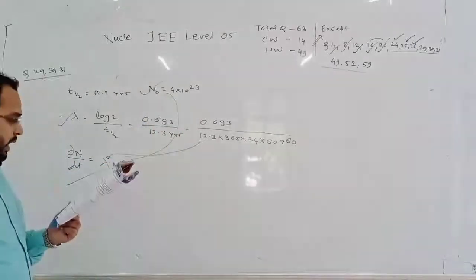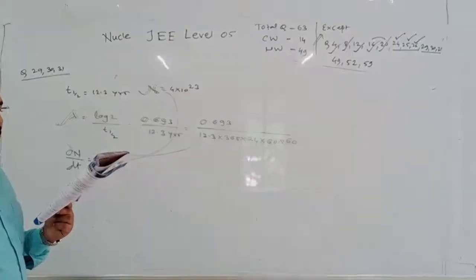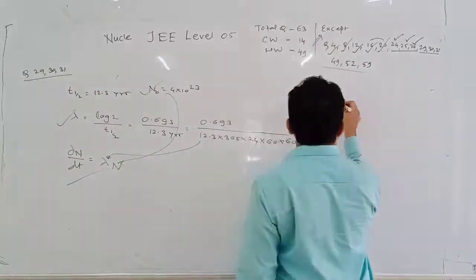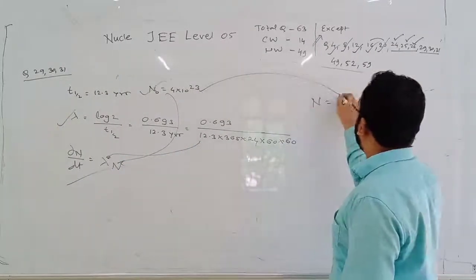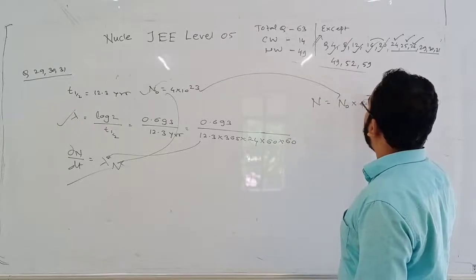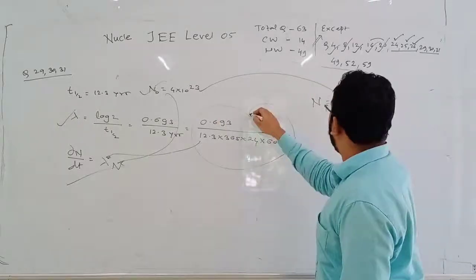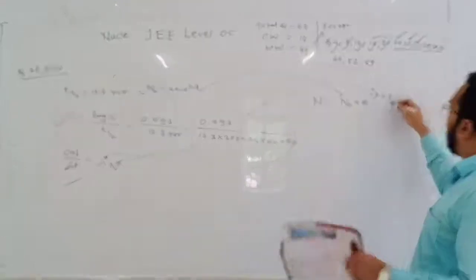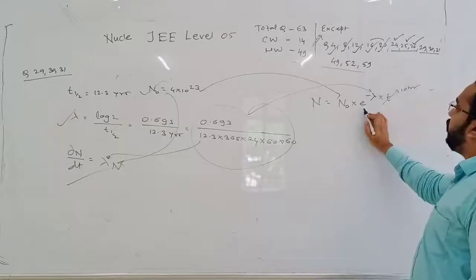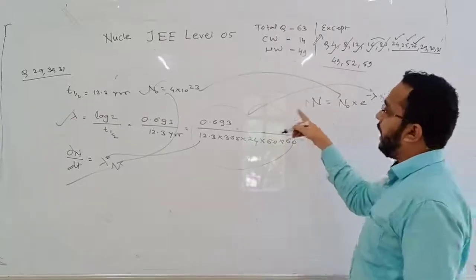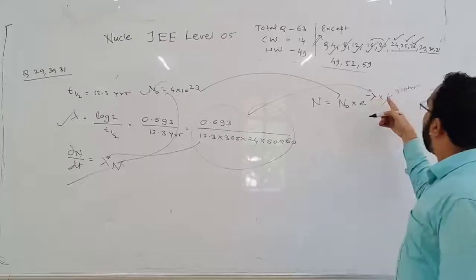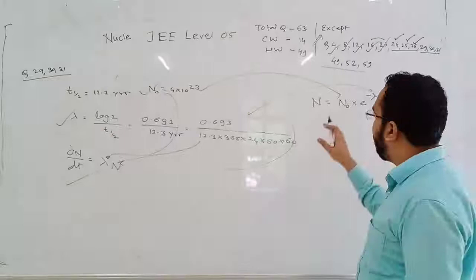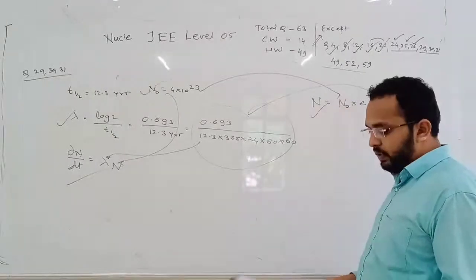You will get the activity. Find the number of decays in the next 10 hours. How many will happen in 10 hours, can you do it? n is equal to n naught e to the power minus lambda t. Put the large value of lambda here into t. How much is t? 10 hours. You know the value of lambda and n naught, and e is a constant. Put all the values and you get the answer. So this is question number 30.